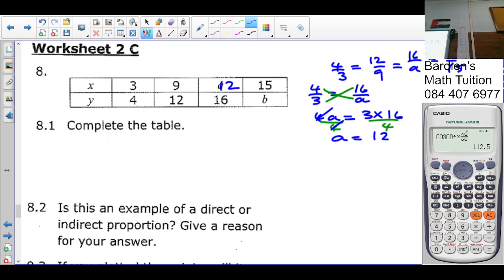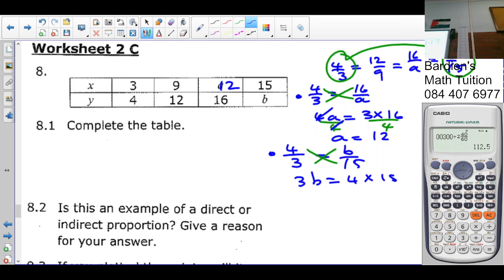Then for the B part, same story. I take B over that one there. Or I could have taken 12 over 9, or I could have taken 16 over 12. It doesn't matter, it's all the same thing. So 4 over 3 is equal to B over 15. So cross multiply. So 3B is equal to 4 times 15, or 60. Yeah, 60. Divide by 3 both sides. So B is 20.